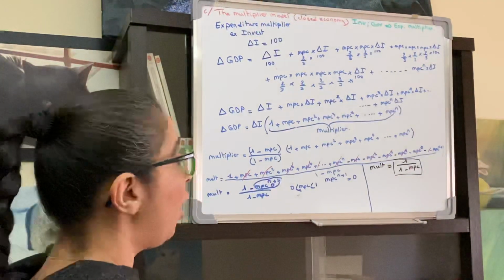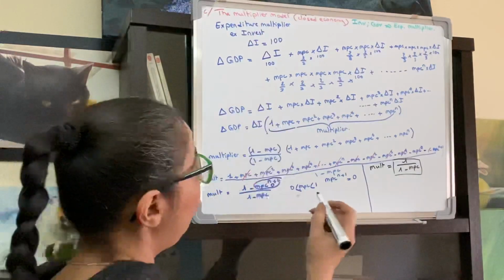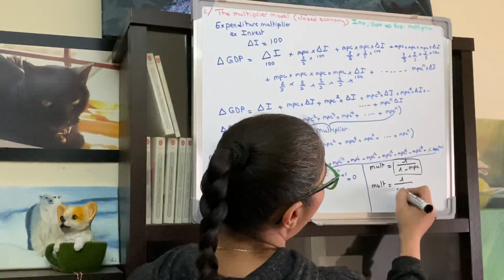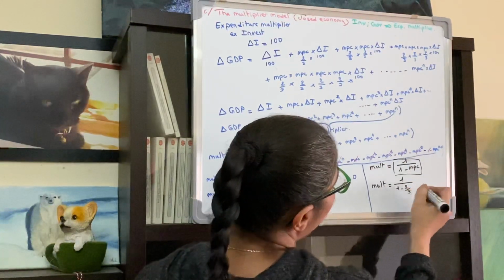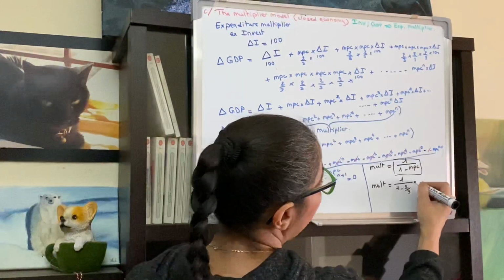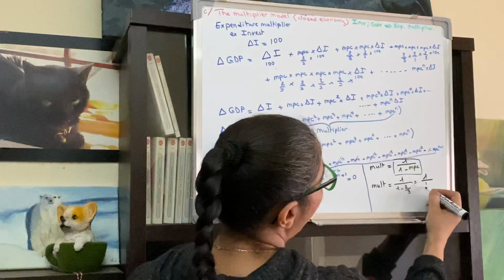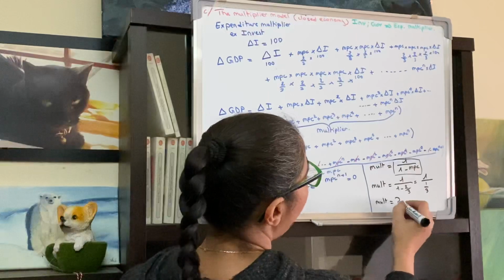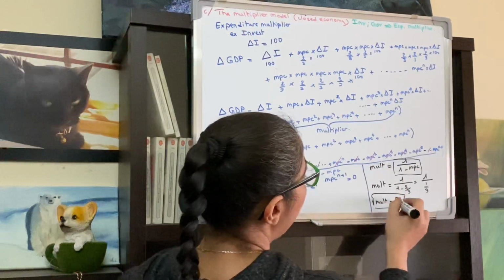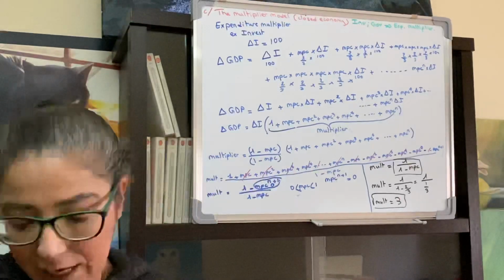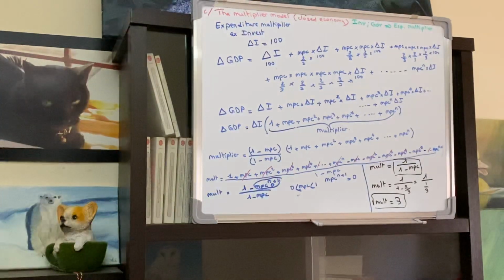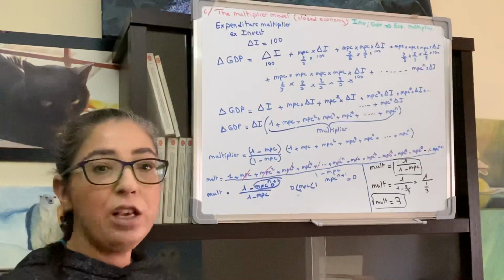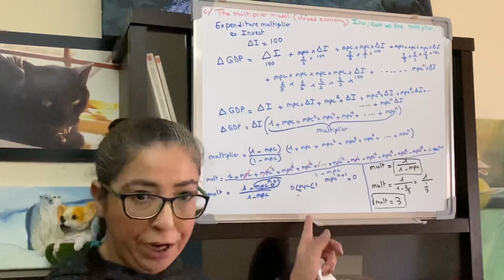Let's calculate it for the MPC we have, which is 2 over 3. So the multiplier for our case is equal to 1 over 1 minus 2 over 3, which is 1 over MPS. It's exactly the same thing, 1 over 3. So your multiplier is equal to 3. And that's where we got that number 3. Let me just check the time. Oops, already 25 minutes. Did you get this? So your multiplier here is 3.